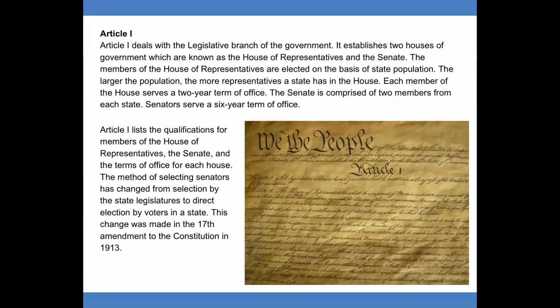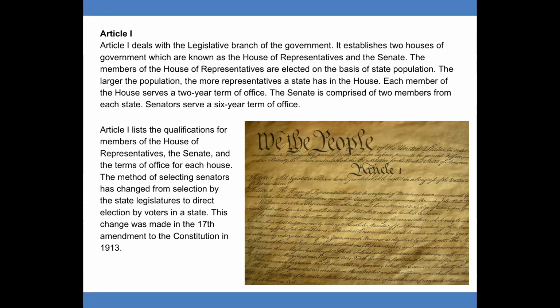Article 1. Article 1 deals with the legislative branch of the government. It establishes 2 houses of government, which are known as the House of Representatives and the Senate. The members of the House of Representatives are elected on the basis of state population. The larger the population, the more representatives a state has in the House. Each member of the House serves a 2-year term of office. The Senate is comprised of 2 members from each state. Senators serve a 6-year term of office.